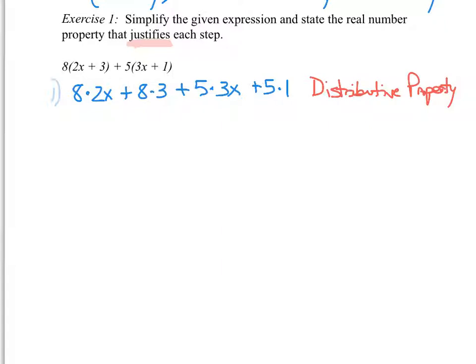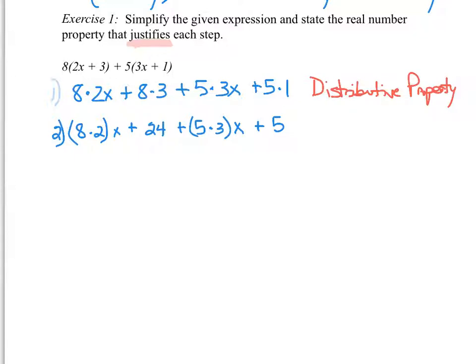Now, in my second step, what I notice is that I've got several terms that have x's. So I'm going to group together the 8 times the 2, multiplying 8 times 2 first of all, and then multiplying by x. 8 times 3 will multiply together, and that's just going to give me a 24. But then in my distribution of 5 times 3x, I'm going to multiply 5 times 3 and multiply that product by x. 5 times 1 is just 5.